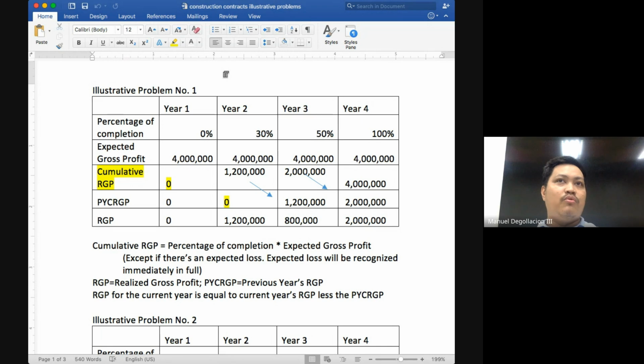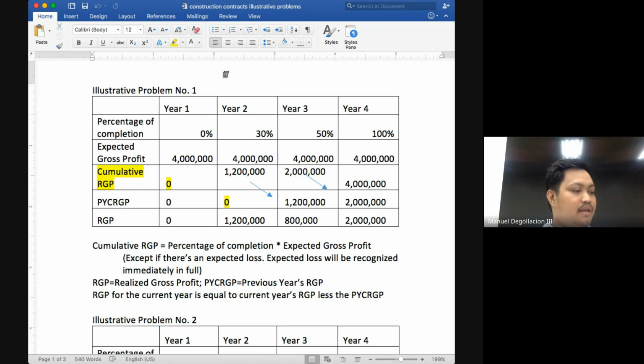So I want us to understand the process or the steps first before we expand the problem wherein you will have to compute for the percentage of completion and the expected gross profit. As you can see in the first illustrative problem, class, the first two rows there are the percentage of completion and the expected gross profit. The two things that we need are already given to you, because what we want to emphasize is the process or the steps, class.